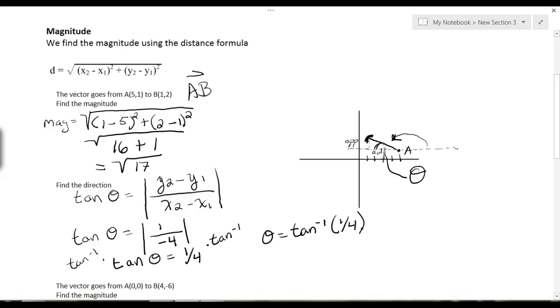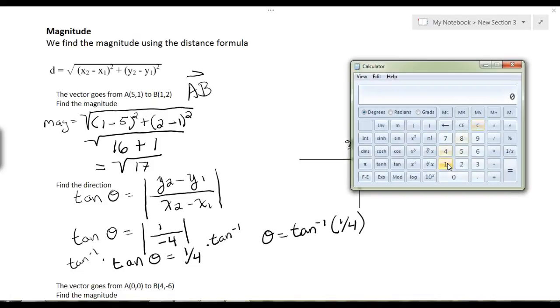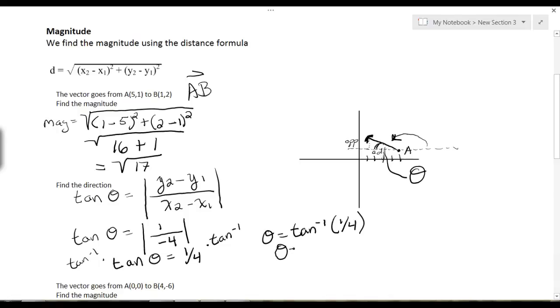Let's put that in our calculator and see what we get. Again, on my calculator things are entered differently than on most of your calculators. So I do 1 divided by 4, and then inverse tangent, equals 3.5 degrees. So that means theta equals 3.5 degrees.